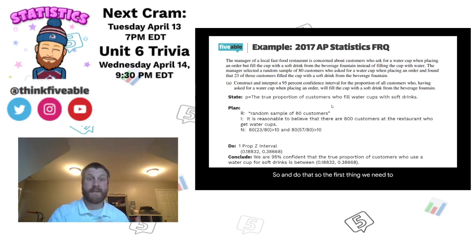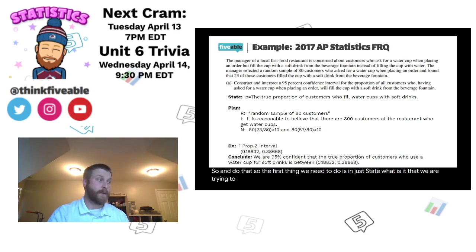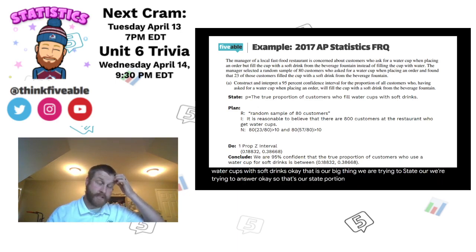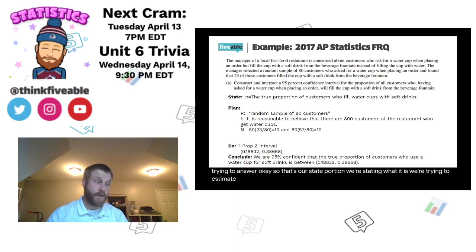So the first thing we need to do is state what it is that we are trying to estimate. We are trying to estimate the true proportion of customers who fill water cups with soft drinks. Okay, that is our big thing that we are trying to answer. So that's our state portion. We're stating what it is we're trying to estimate here. And we have a sample that we're going to use to broaden that horizon to a population.